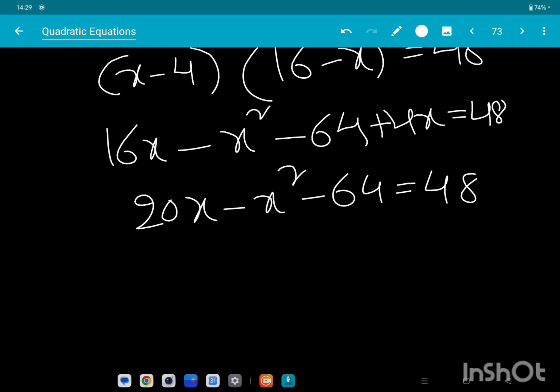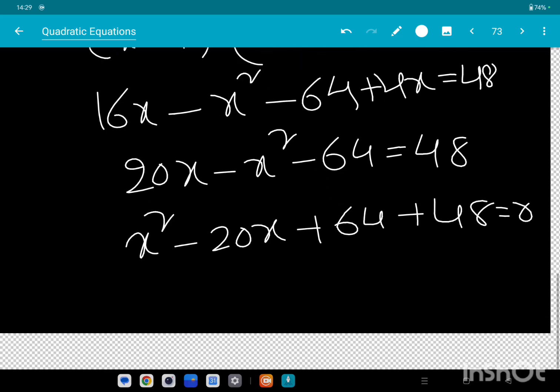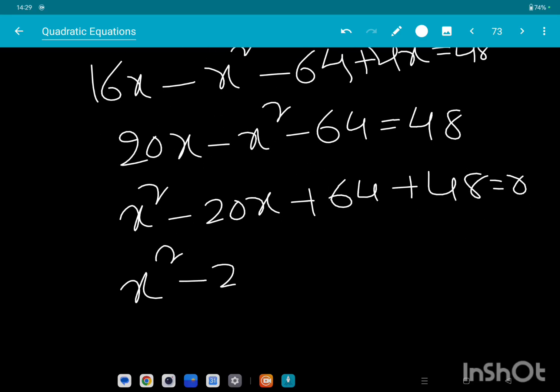Now we will see x square, if I take this whole equation to that side, then x square minus 20x plus 64 plus 48 is equal to 0. Now x square minus 20x plus 64 plus 48, 112, is equal to 0.